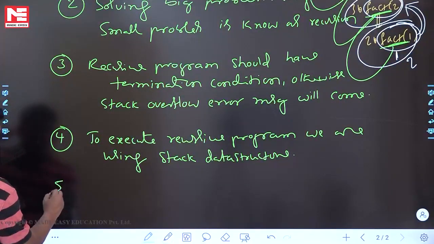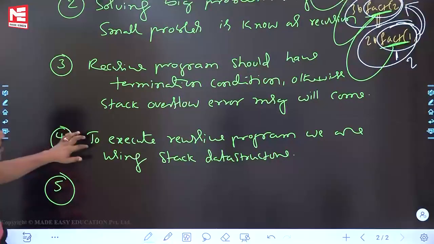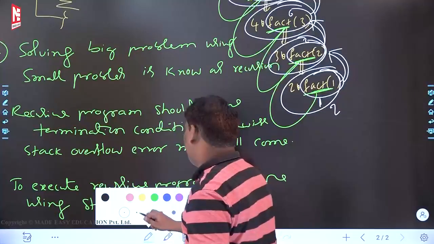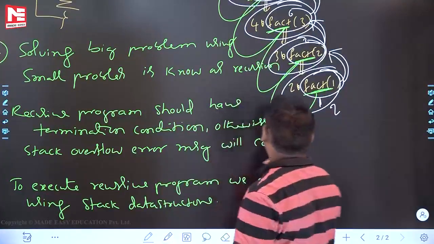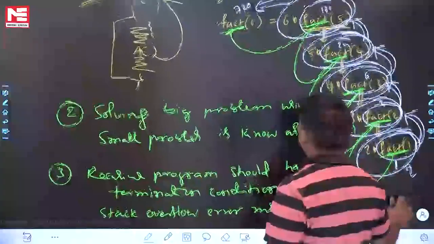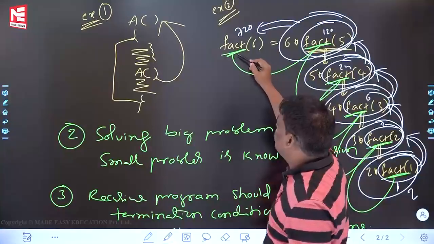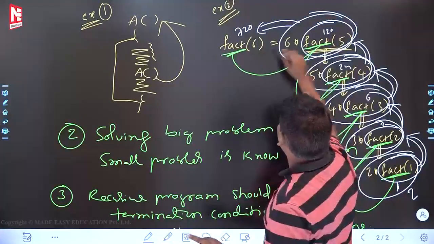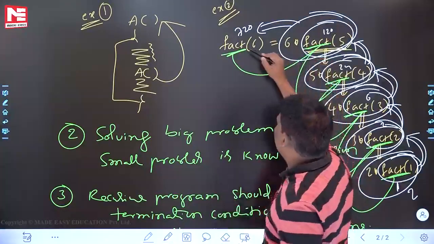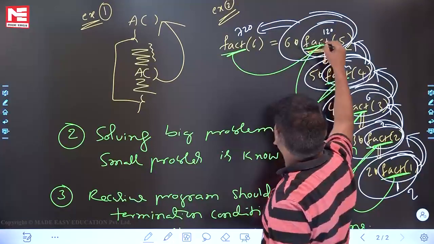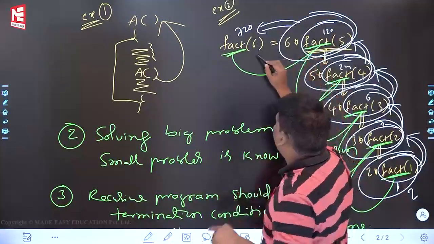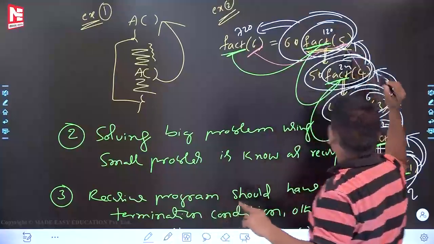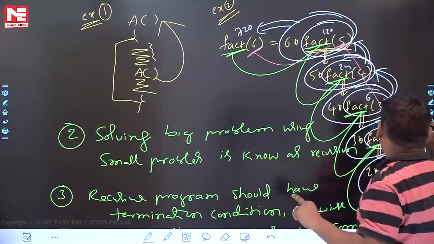Now the 5th point. One more interesting answer. These points are really important to you. Whenever recursion is going on, a function is calling itself. But from one function call to another function call, what is the change? This function name is fact, and this function name is also fact. But what is the difference? Here the value is 6, here the value is 5, here 4, here 3, here 2, here 1.